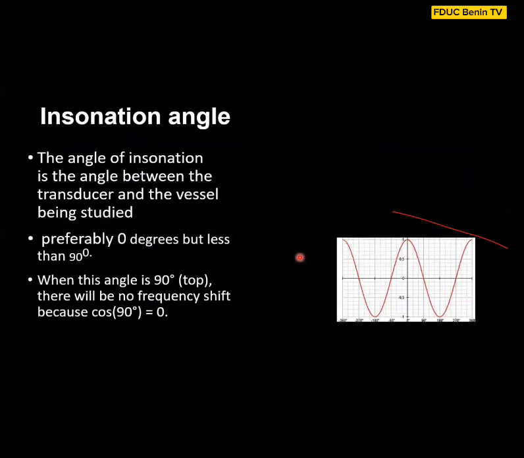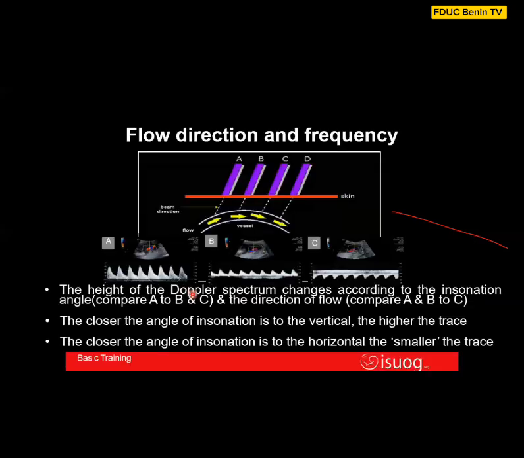Another thing that is very important when you are doing Doppler is the angle of insonation. That is the angle between the transducer and the vessel being studied. The angle of insonation should preferably be 0 degrees, but should be less than 90 degrees. When the angle is 90 degrees, there won't be any frequency shift and there won't be any image produced.